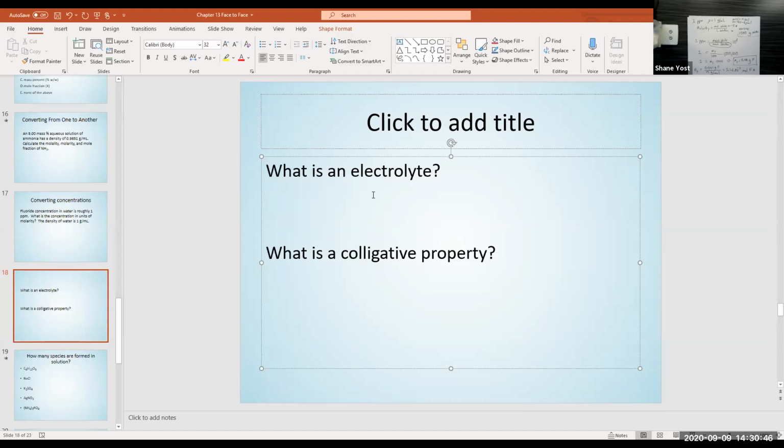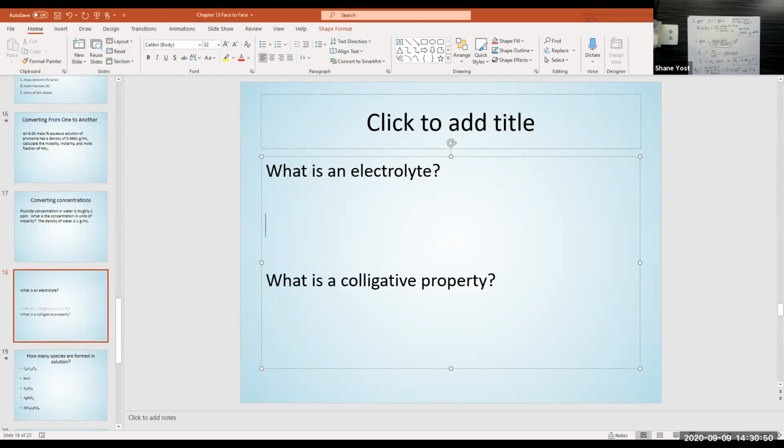So an electrolyte is going to have to dissolve in water, right? I mean, typically we're talking about water. You could say in solution, it could be a different solvent, but typically we're dealing with water. And what is an electrolyte? Either think of what an electrolyte does when it dissolves in water, or think of examples of electrolytes. Either one is fine.